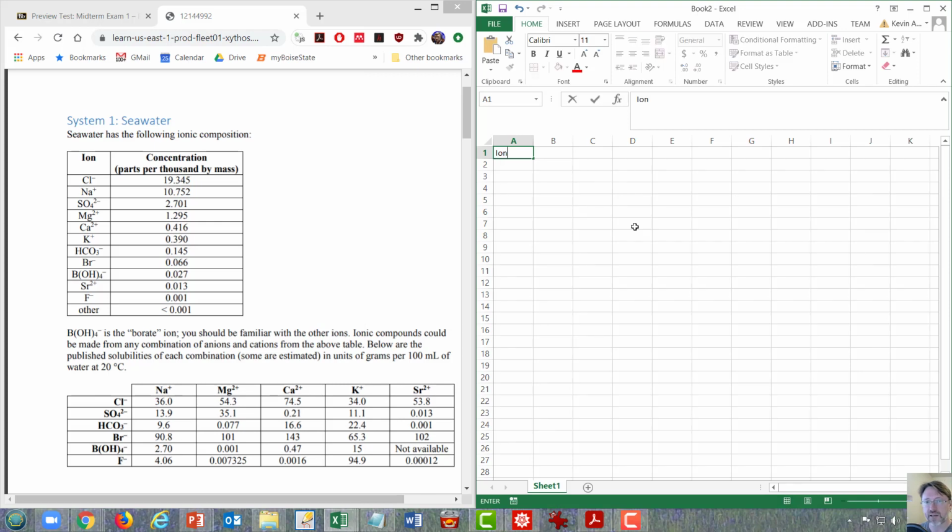So let's put the ion in this column. We'll put the part per thousand by mass concentration here, and we don't yet know what other information we're going to need. So Cl minus, Na plus, SO4 2 minus, Mg2 plus, Ca2 plus, K plus, HCO3 minus, Br minus, B(OH)4 minus, Sr2 plus, F minus.